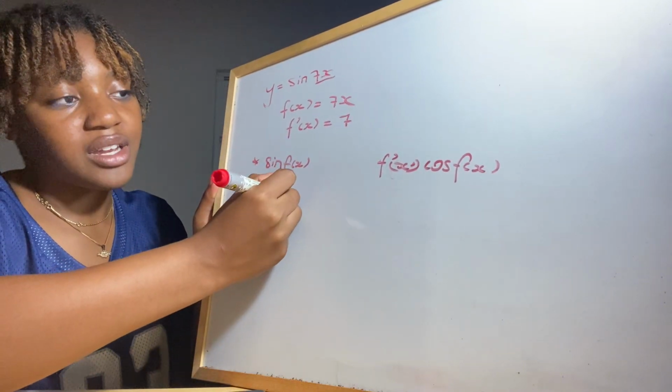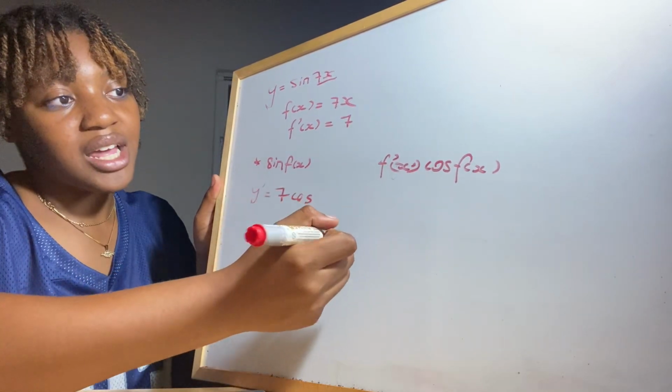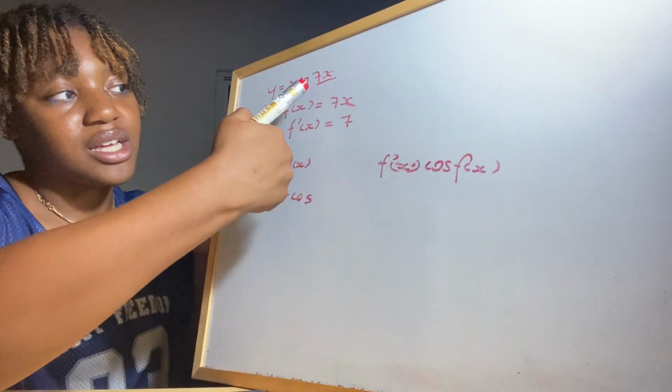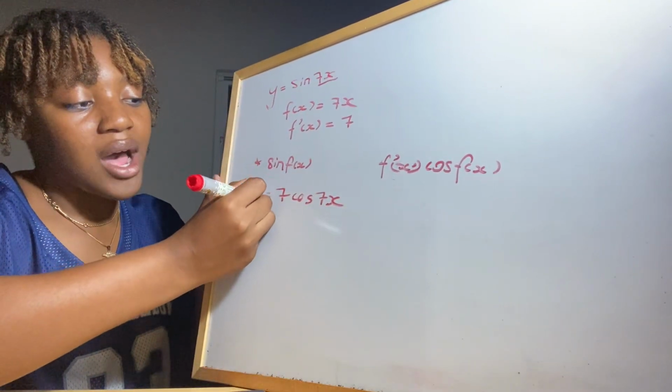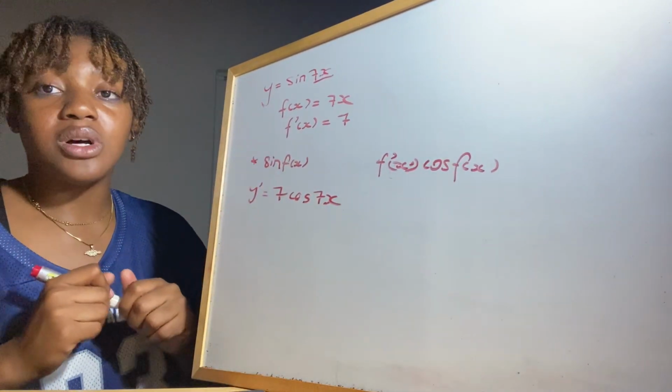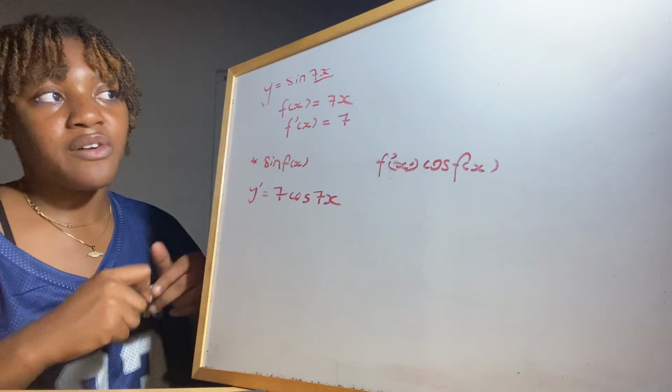So we'll have the 7. We'll have the cos because that's sine differentiated. And then we'll have the function as it is, f of x. So therefore, our y prime would be equal to 7 cos 7x. That would be the derivative of sine 7x.